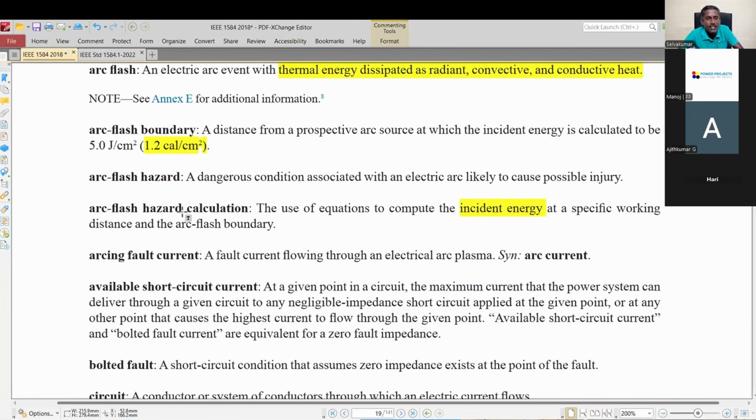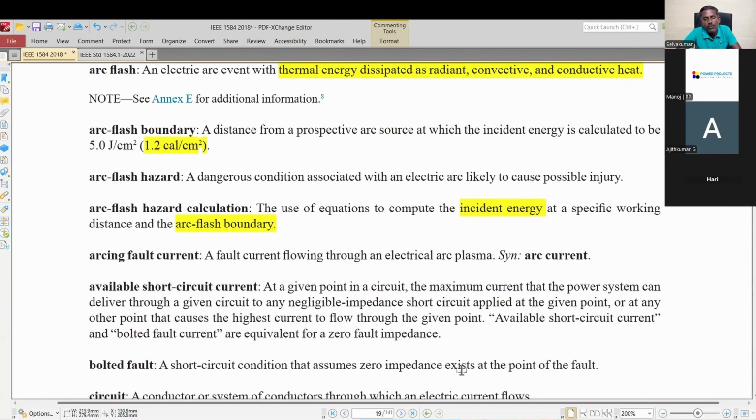If you look at what the standard talks about, it is this arc flash hazard calculation. The objective of the standard is only two: calculating incident energy and calculating arc flash boundary. That's it. You need to understand the difference between arcing current and the voltage fault current. What is arcing fault current? A fault current flowing through the electrical arc plasma.